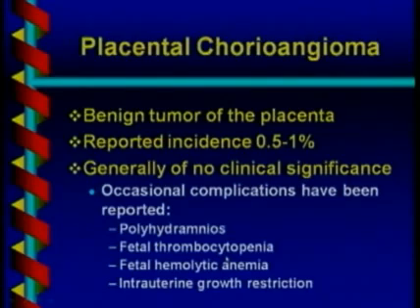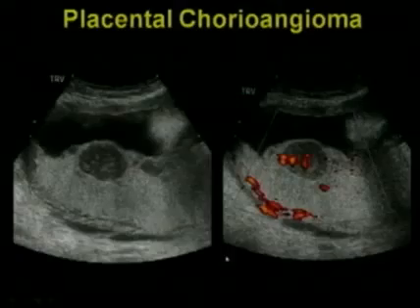But if it's earlier in pregnancy and a chorioangioma is there, as we'll see in a minute, they're usually quite easy to see. Most of them have no clinical significance. Occasionally, if they are larger or have very high blood flow, you can have complications including polyhydramnios, thrombocytopenia, hemolytic anemia, and intrauterine growth restriction. And here's an example of a placental chorioangioma.